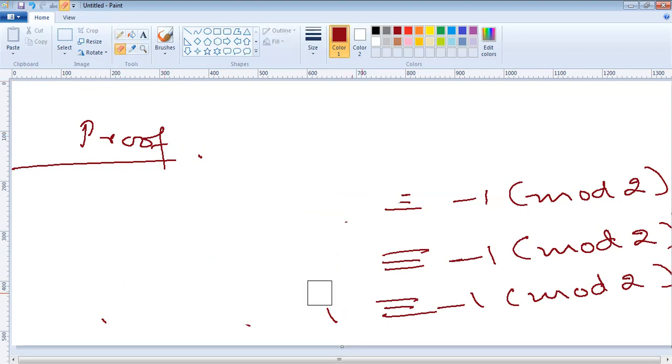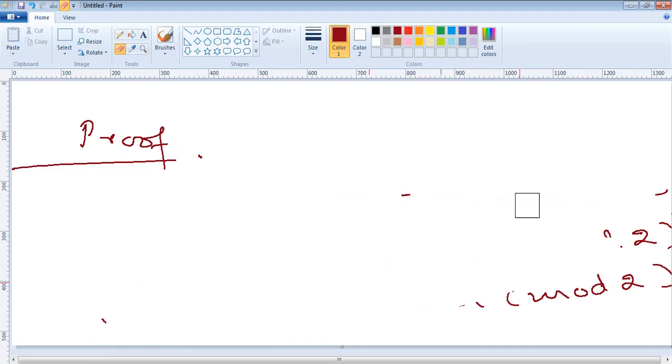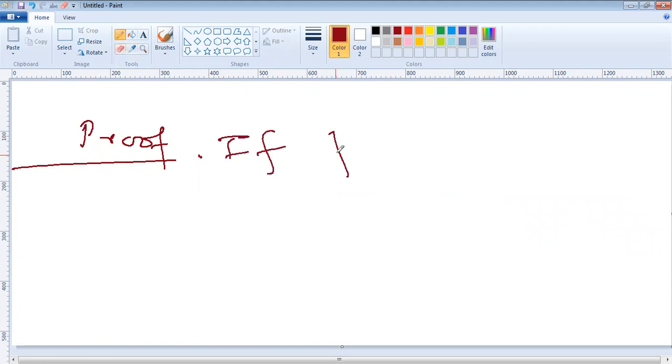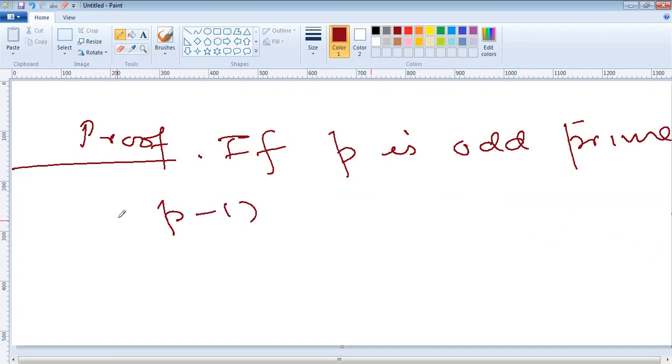For an odd prime, we know that all other primes other than the even prime number are odd primes. So what if p is an odd prime? This odd prime clearly says that p minus 1 is even. p minus 1 is even.